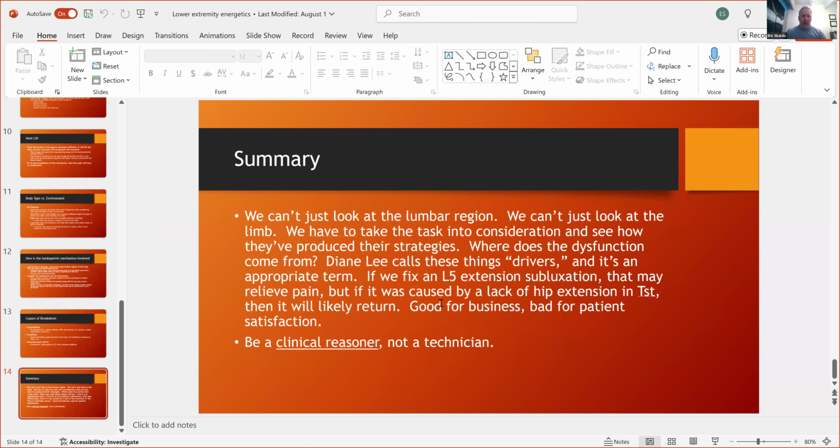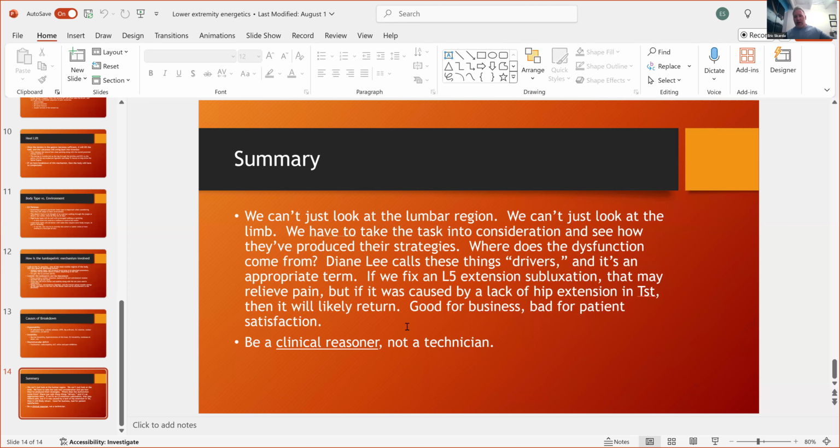Okay. What do we get? Last one here. So this is kind of the soapbox moment. We can't just look at one particular body region, right? We have to be able to take into consideration how all of these body regions interact during the patient's meaningful task. This is another Diane Lee terminology. Meaningful task is what they want to do that they're incapable of doing right now because of this sort of pain. So we want to look at all these different things, figure out where these problems are coming from, and then do what we can to correct them.